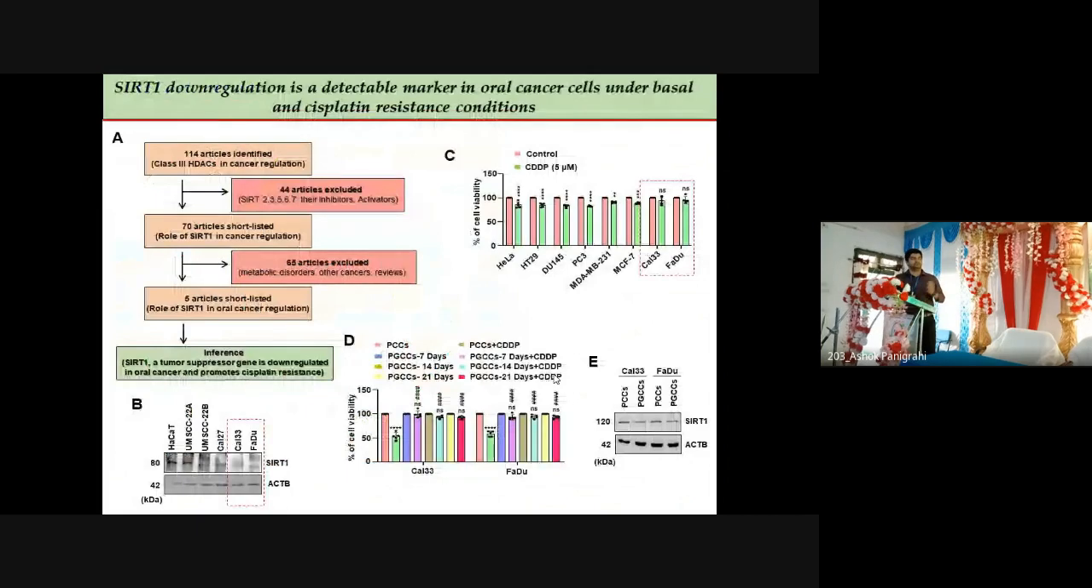So first we identified that SIRT1, a class 3 histone deacetylase gene, is downregulated in oral cancer cells, and we found in different types of oral cancer cells, two oral cancer cells have the frequent downregulation, and that is conserved across the cancer cells. Again, we generated one resistance cell, the polyploid giant cancer cells, which have a stem cell character and they are resistant, and we found that in the resistant cells also the SIRT1 level is down.